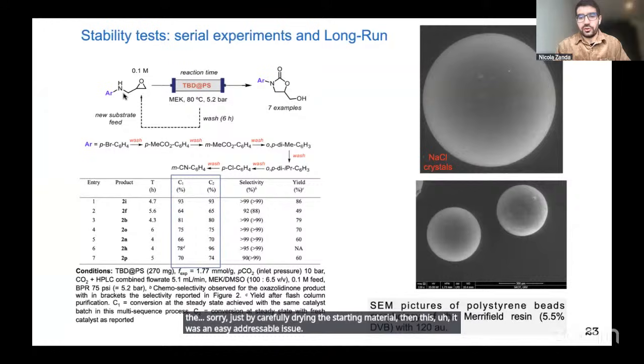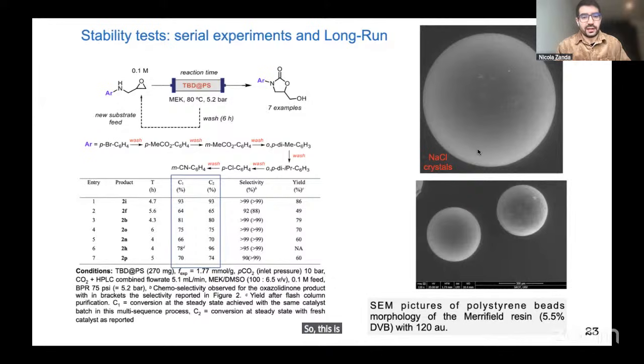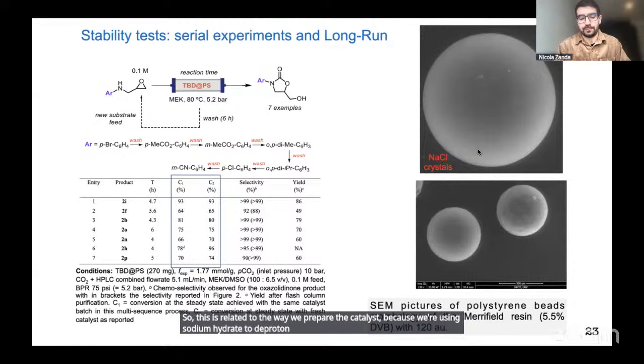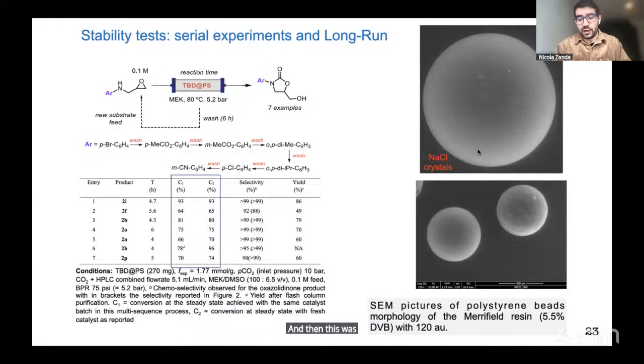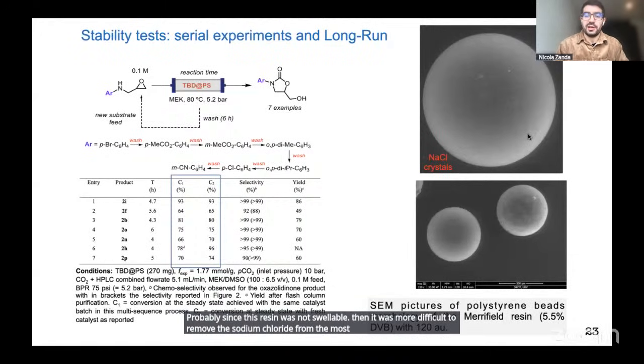You might also wonder why there was sodium chloride in the catalyst. So this is related to the way we prepare the catalyst, because we were using sodium hydride to deprotonate an alcohol present in the catalyst, and then this was displacing a chloride present on the resin, and that's the sodium chloride. And probably since this resin was not swellable, it was more difficult to remove the sodium chloride from the most hidden centers.